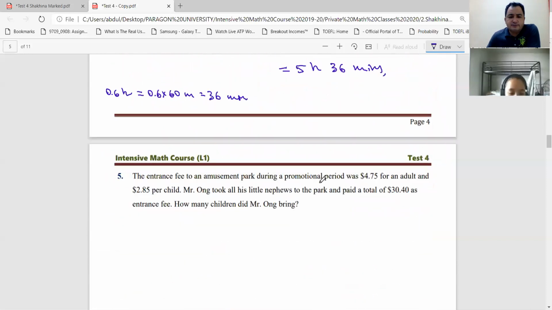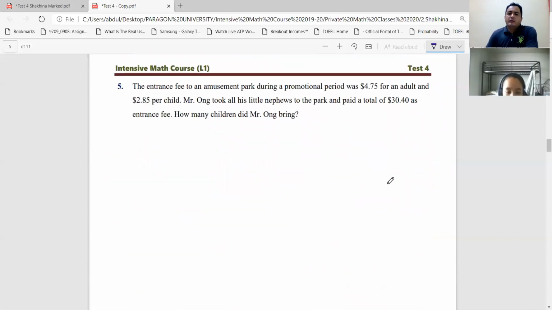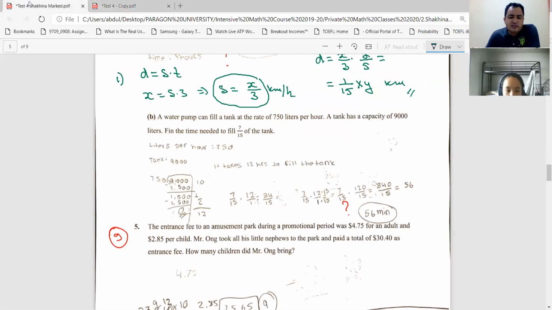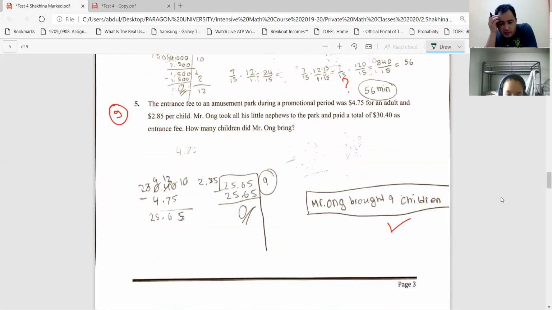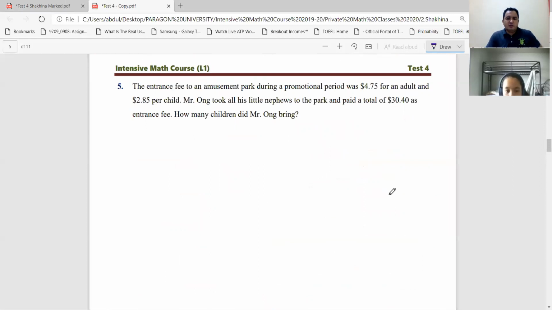All right, let's continue. Question 5. First, let's see your solution. Shahina, your solution is correct. Your answer is correct. But your method is a bit, you know, I was expecting you to solve this using an algebraic way. Now I will show you. Your answer is correct here. Actually, in a different way we can solve this. Okay, can you read the question?